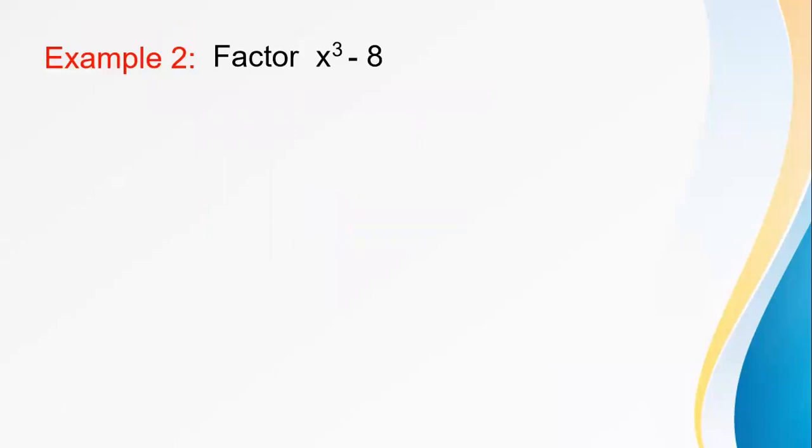Example number 2, factor x cubed minus 8. x cubed and 8 are both perfect cubes. x cubed means x times x times x. Then we have x cubed.